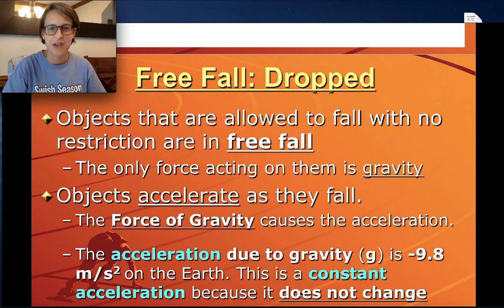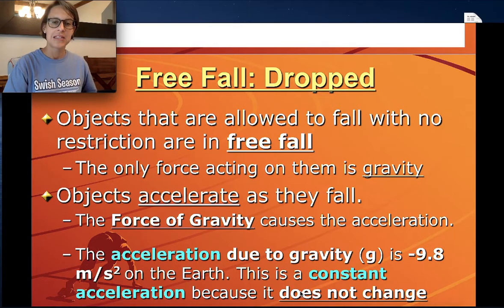Talk about free fall drop today. So we've been talking about the acceleration of objects that are moving from side to side. Now we're going to talk about vertical acceleration. Okay, so when we say free fall, we're specifically talking about objects that fall with no restrictions.